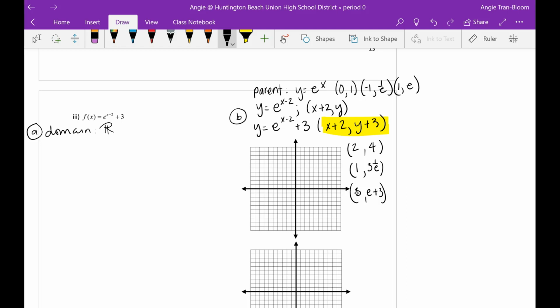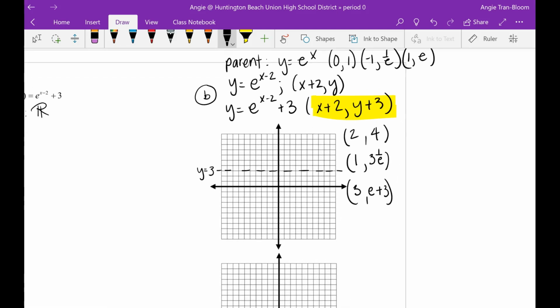Now that I have that, remember, this is going to the right by 2 and up by 3. Because we went up by 3, you will have an asymptote as well, y equals 3. Let me make it fat so I can plot these dots easier. 2, go up 4. Then 1, 3 and 1 over e, which is about a third. e is 2.7, and 2.7 plus 3 is about 5.7. So 3, 4, 5, 5.7-ish is right there.